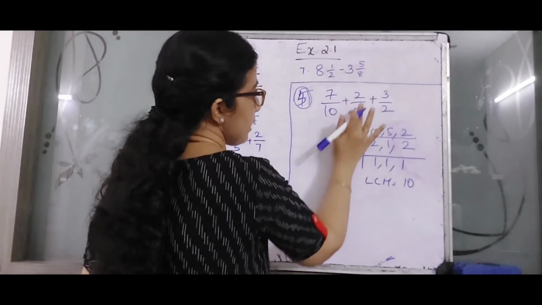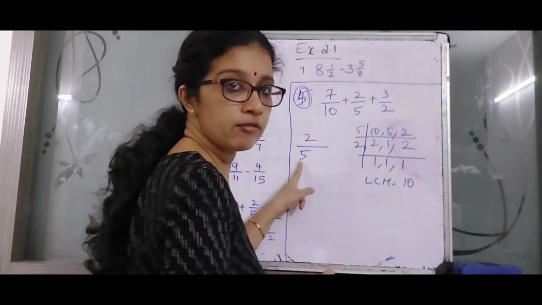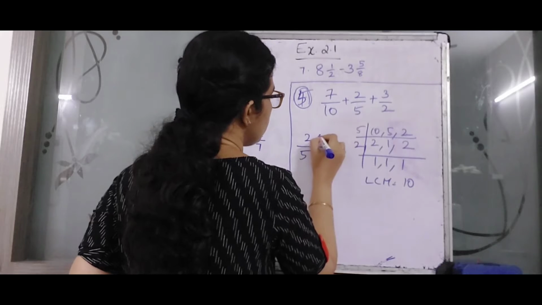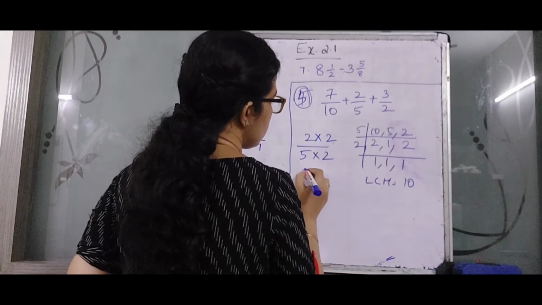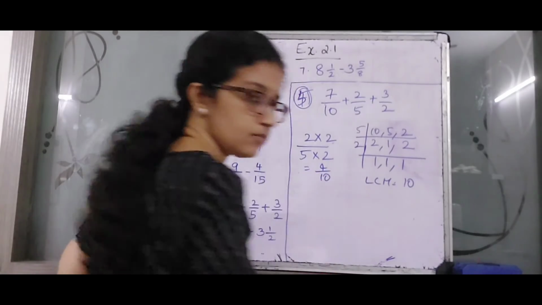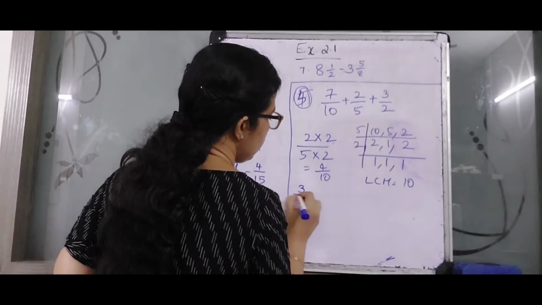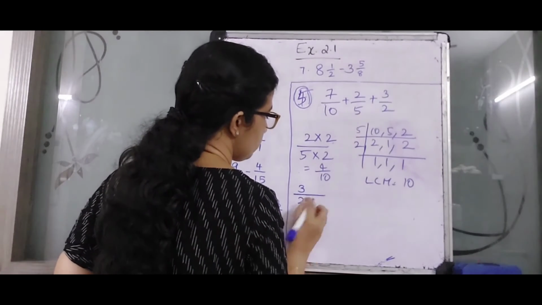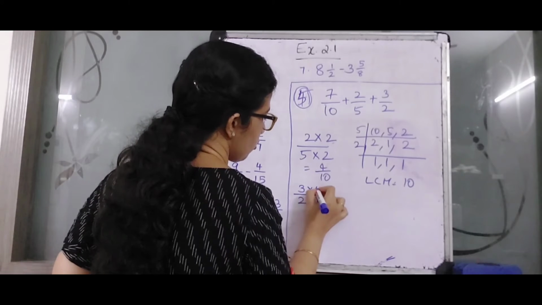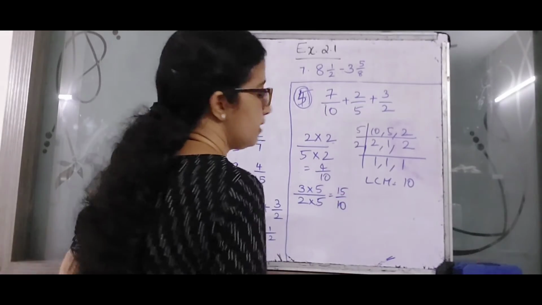So let's take the second fraction, 2 by 5. How will you convert this 5 into 10? 5 into 2. So numerator also into 2. So what will you get? 2 into 2, 4. 4 by 10. Okay. Now if we take the third one, 3 by 2. How will you convert this into 10? 2 into 5 is 10. Numerator also into 5 is equal to 15 by 10.